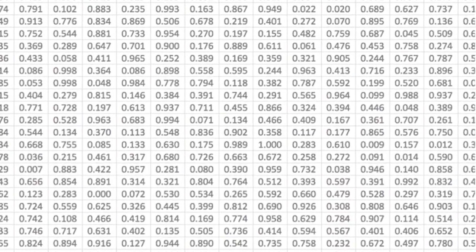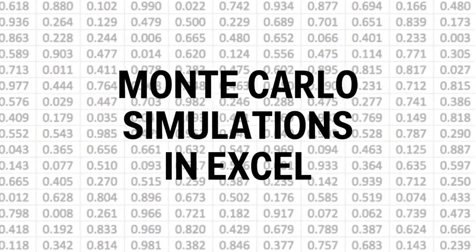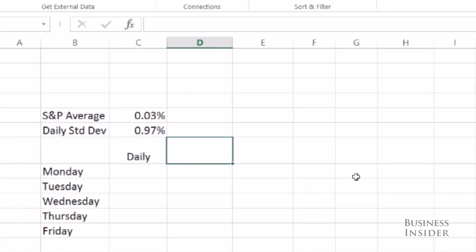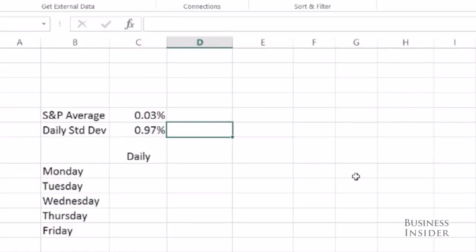You can use a Monte Carlo simulation anytime you want to run multiple scenarios and analyze the possible outcomes. Here I'm trying to measure what is the likelihood the S&P will be up more than 5% at the end of the week. In order to do this, I looked at the average daily return of the S&P and the daily standard deviation over the past 50 years.